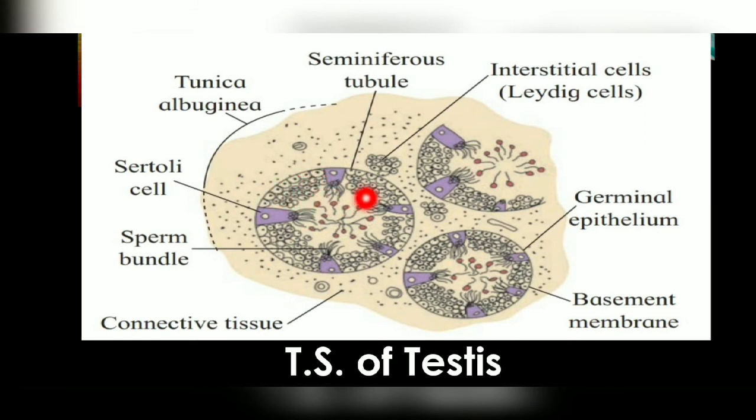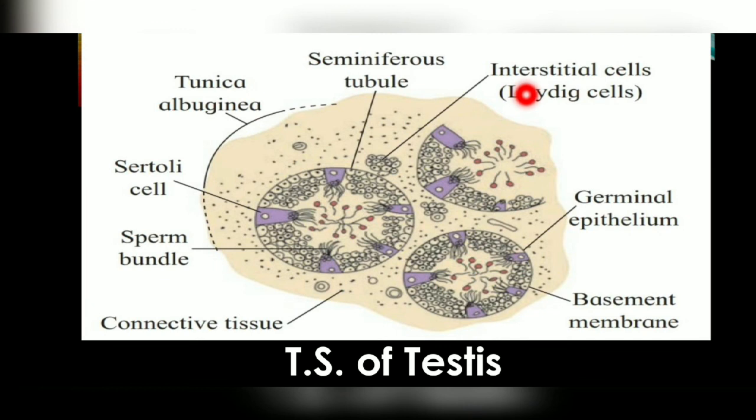Second, you can see this cuboidal layer that is called our germinal epithelium. This is called the germinal epithelium, and that is responsible for the formation of sperm. So from this the sperms are going to form, and you can see the different stages of spermatogenesis inside this seminiferous tubule. So in the connective tissue, that is called interstitial tissue, what is present?